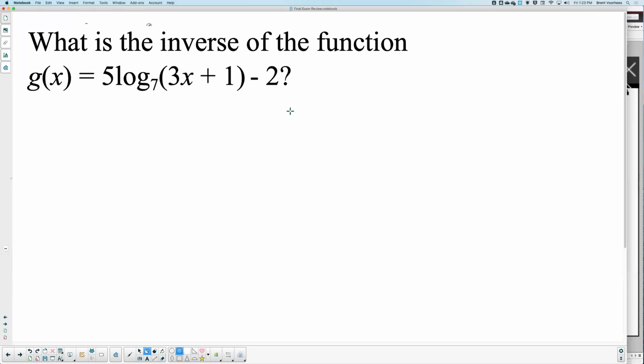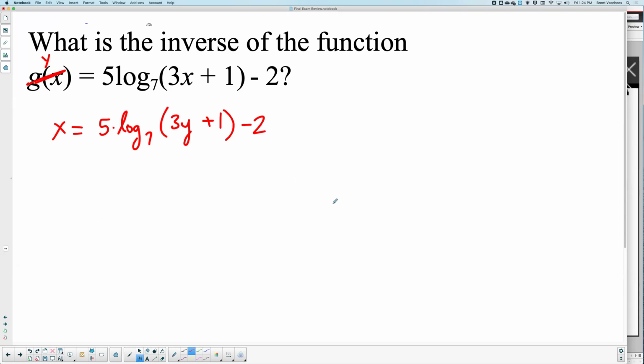All right, let's take a look at this one. What is the inverse of the function g of x here? How do we find an inverse again? Instead of g of x, what will we write instead? Okay, so the inverse would be x equals 5 times the log base 7 of 3y plus 1, minus 2. That's the implicit version of the inverse.